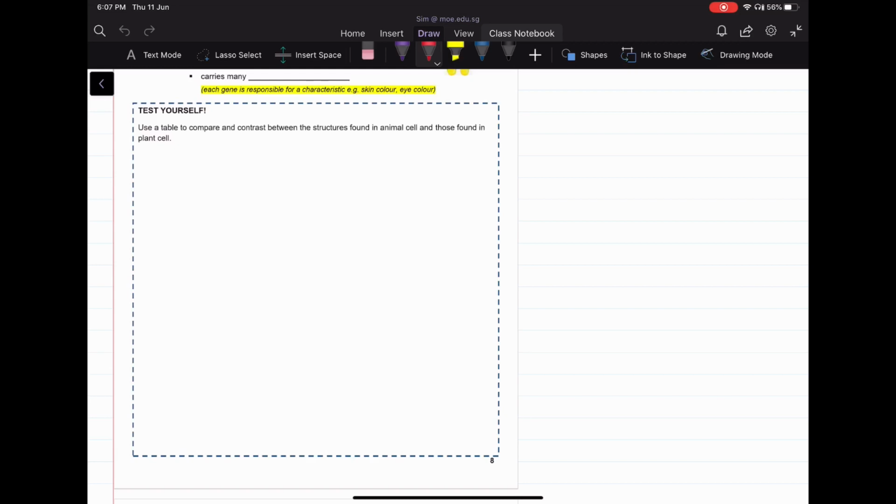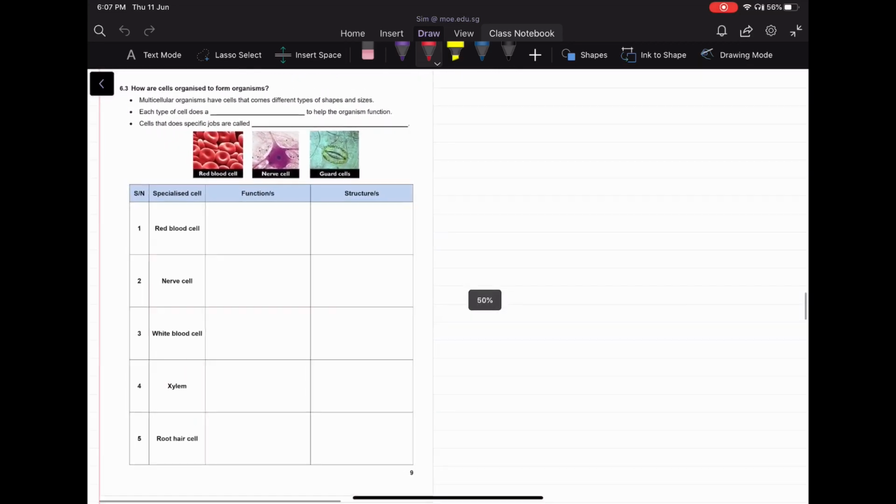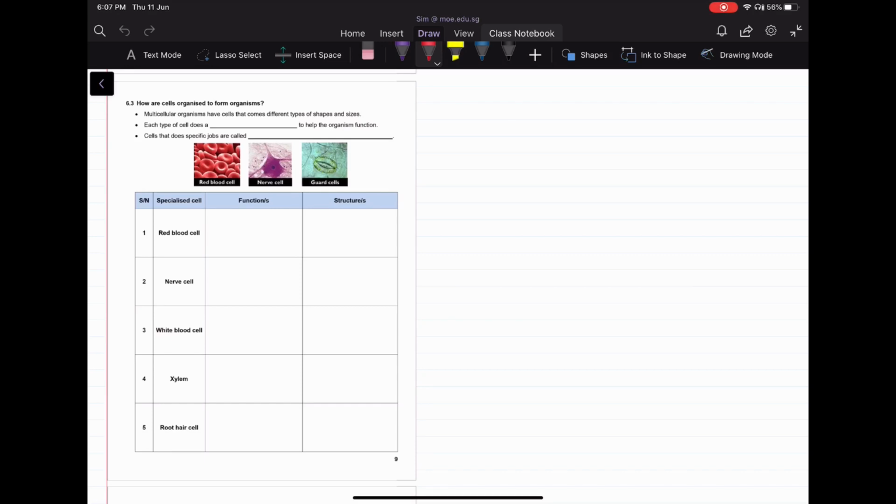For now, we're actually going to move on to page 9, where we'll talk a bit more about how exactly cells are being organized to eventually form organisms. So let's go back to the slides.